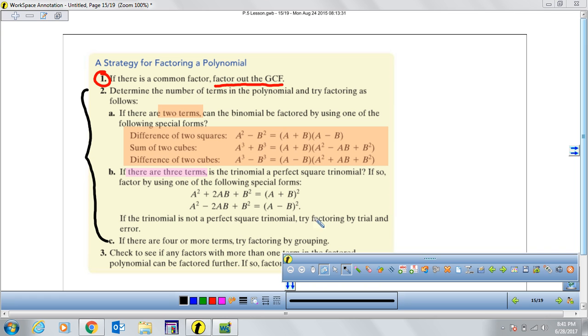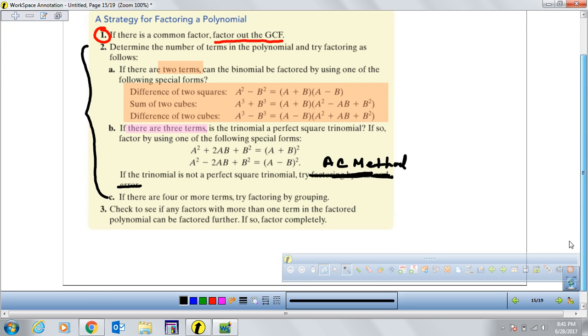I suggest you don't do it by trial and error, which is what the book uses. What I suggest is that you use the AC method, or you factor it by grouping, whichever one is best for you. That applies if it has 3 terms. So check if you can factor it using the AC method, or if it's a perfect square and you can recognize that, use the formula. Whichever one applies best to you.